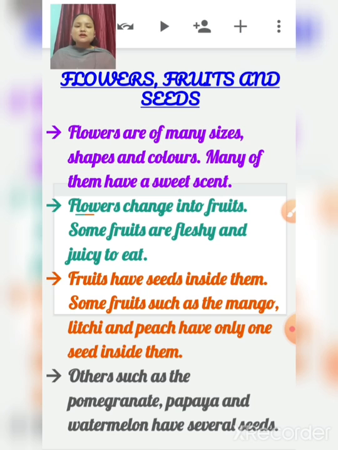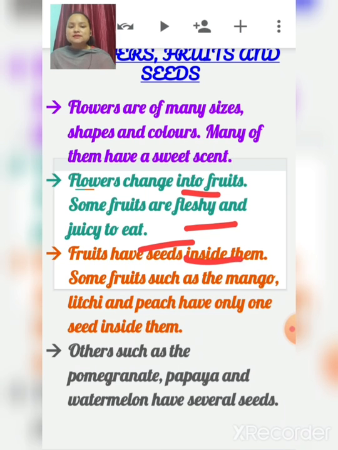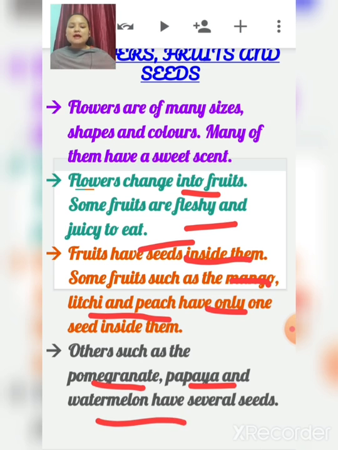Now flowers, fruits and seeds. Flowers are of many sizes, shapes and colors, and many of them have a sweet scent, sweet fragrance. Flowers change into fruits, and some fruits are fleshy and juicy to eat. Fruits have seeds inside them. Some fruits such as mango, lychee and peach have only one seed inside them, and others such as pomegranate, papaya and watermelon have several seeds.